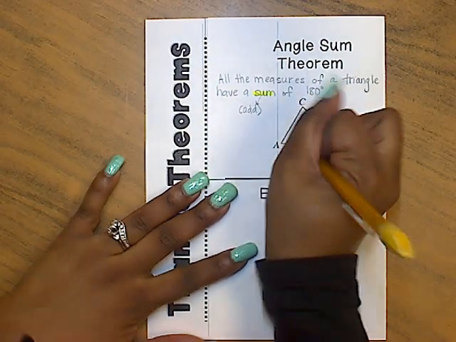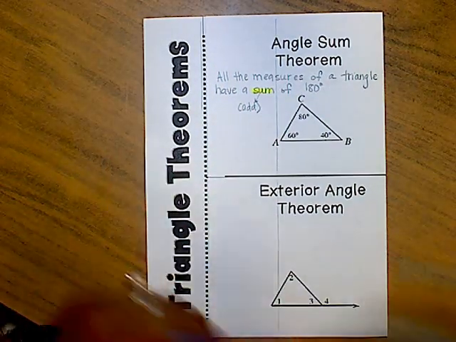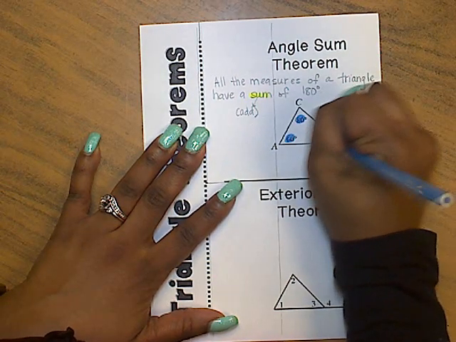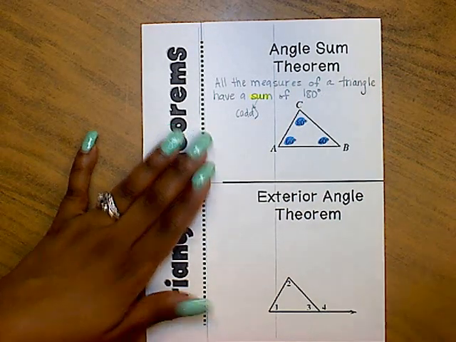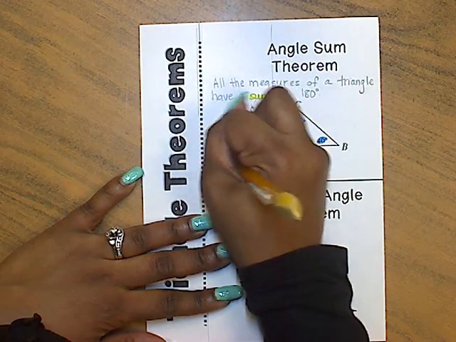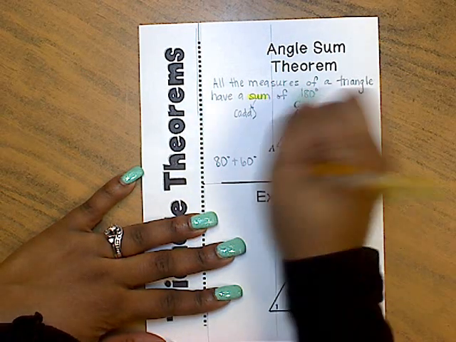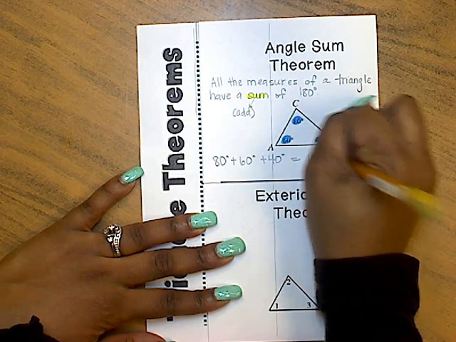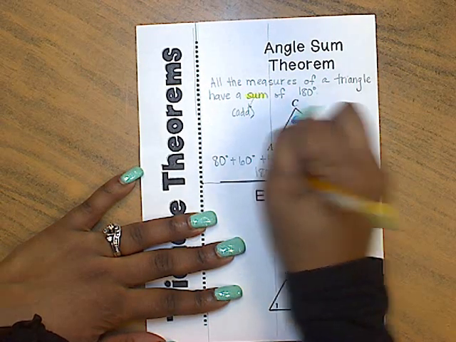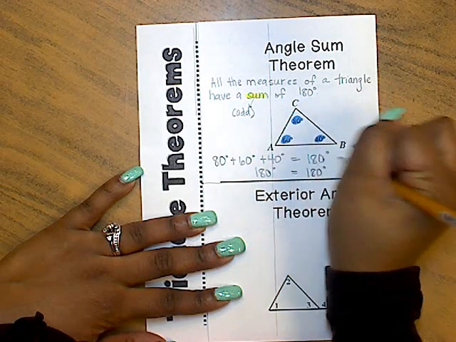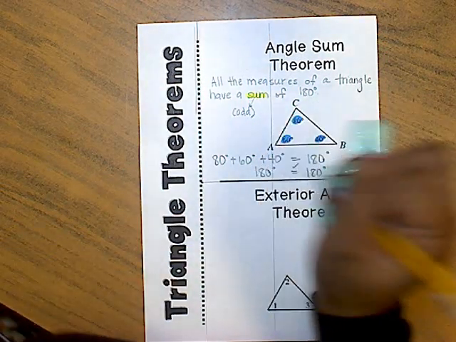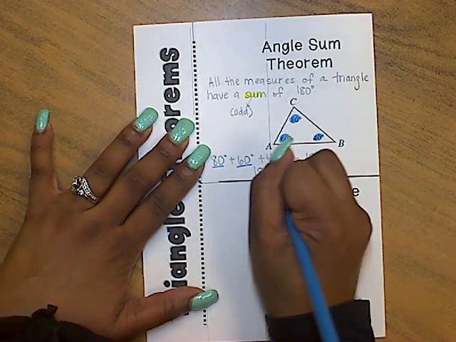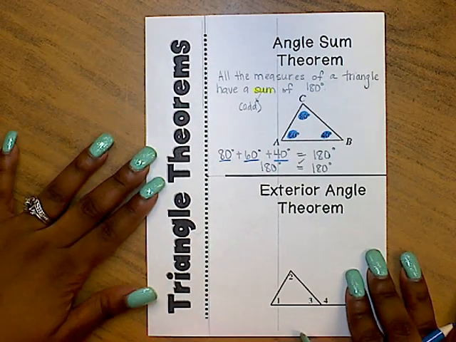So what does that look like? That looks like us taking our three angles here, 1, 2, 3, and adding them together. So we have 80 degrees plus 60 degrees plus 40 degrees, and when we add those all up, it equals 180 degrees. So we know 180 degrees does equal 180 degrees. Check. That is how we know that it's a triangle. All the angles will equal 180 degrees.